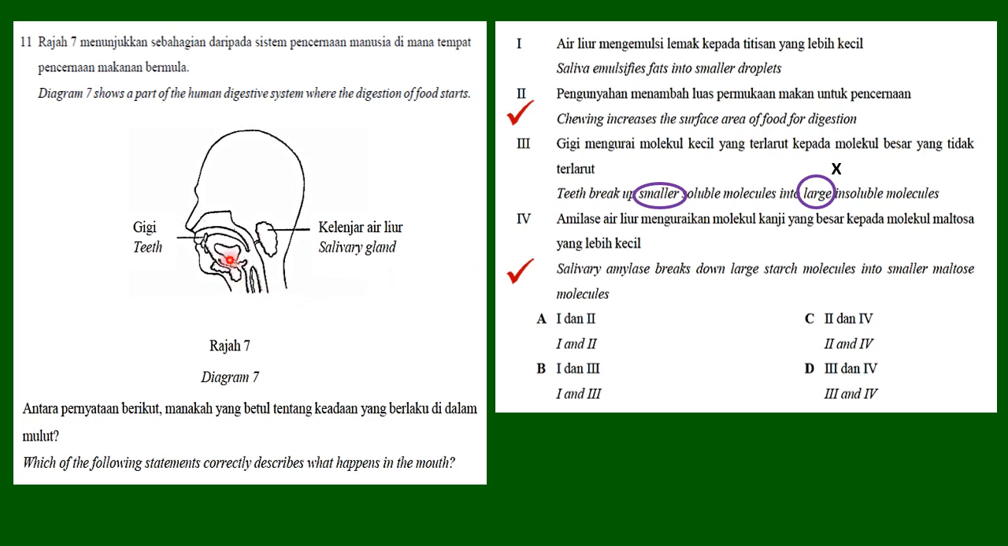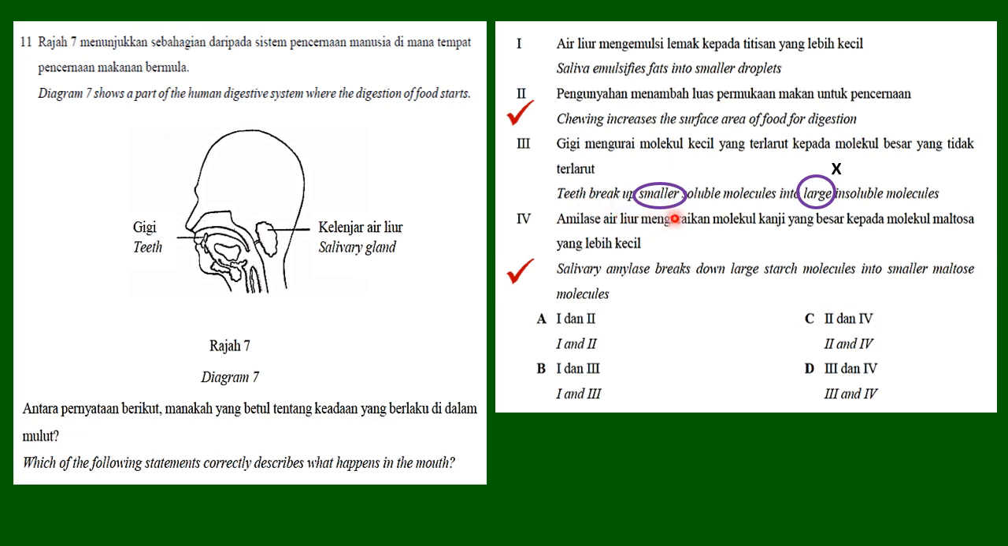Chewing increases the surface area of food for digestion. Correct. In the mouth, we chew our food to increase its surface area, because the food will be broken down like a piece of bread. When it is chewed, it is physically broken down into smaller pieces. Then the surface area of the food will increase so that the enzyme amylase can act on it at a higher rate. So number 2 is in.